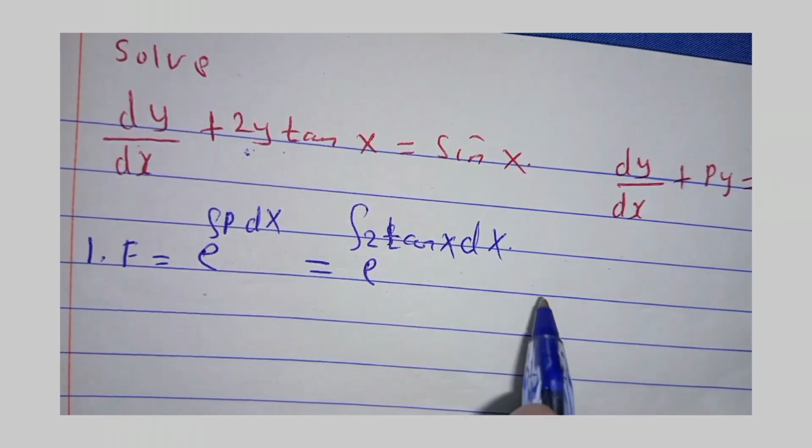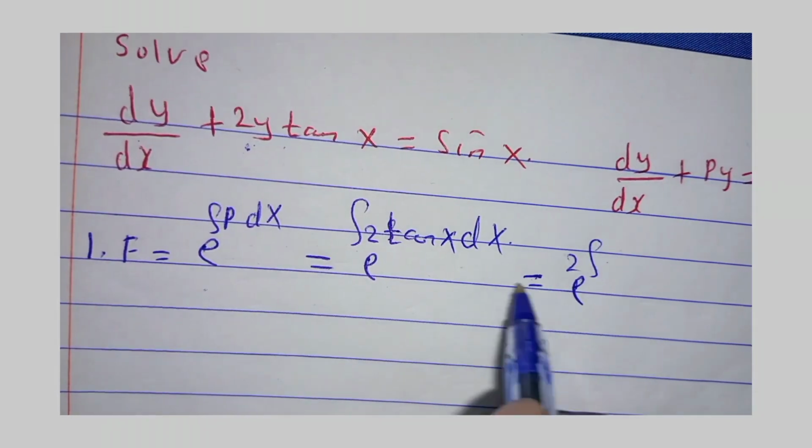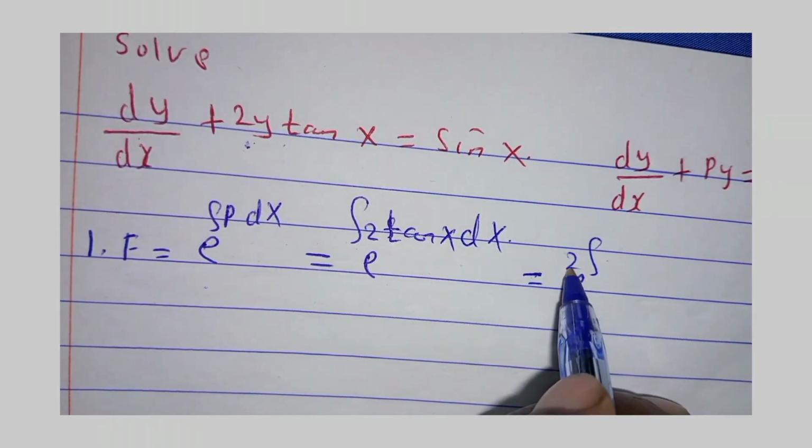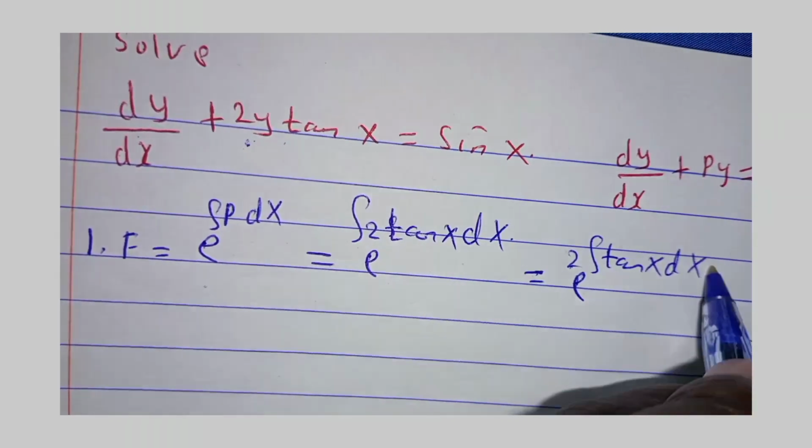So this can be written as the integral, and 2 can be taken outside: exponential of 2 times the integral of tan(x) dx.